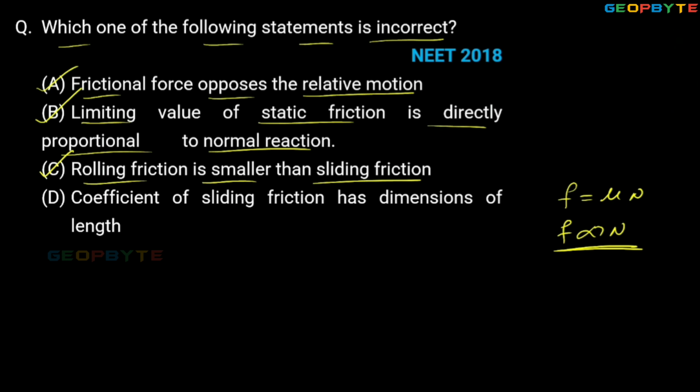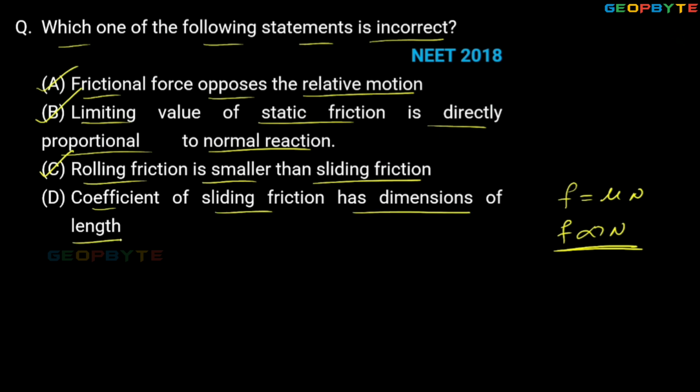For the rolling friction, we are using the ball bearings, right? Ball bearings. When the two surfaces are in contact, the friction is very high. Look at option D. Coefficient of sliding friction has dimensions of length.